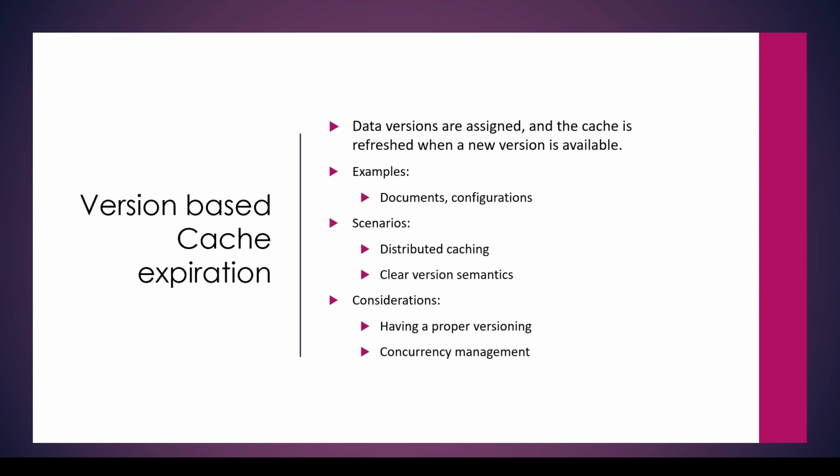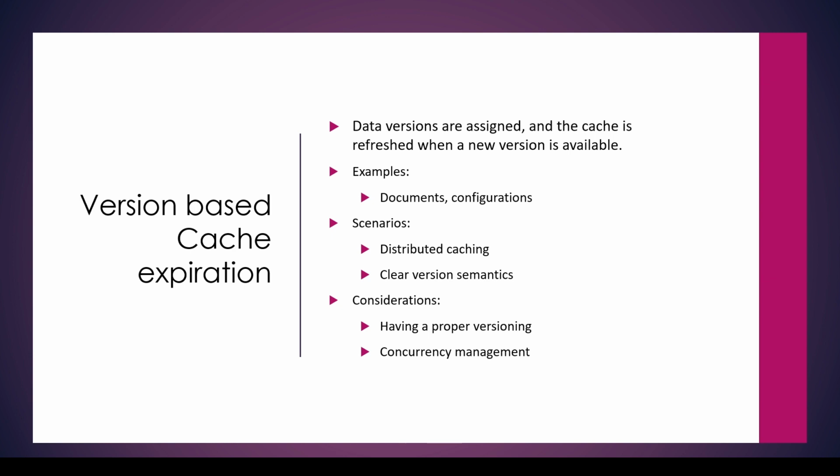Whenever an update occurs in the original data source, let's say the database, that version is incremented. After that, whenever we access the cache to get the entry, first of all, we check the version of the cached entry. We compare it with the version of the source, and if it is outdated, the entry is considered expired. So there is this version involved and the comparison between the cached entry and the source.